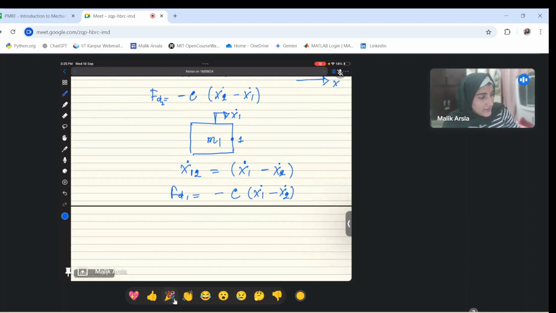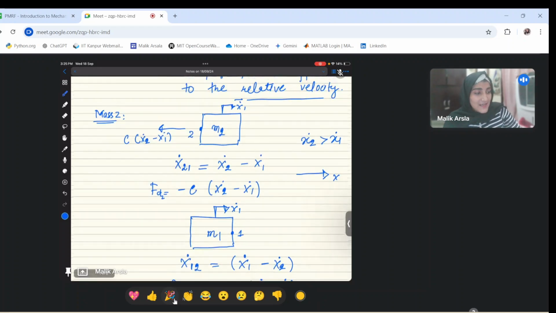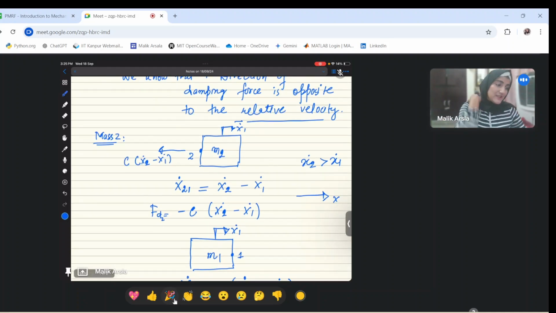Now if you look clearly, in the first case the damping force was minus c (x2 dot minus x1 dot), and here it is minus c (x1 dot minus x2 dot). So I can write it as c (x2 dot minus x1 dot). Now here this minus sign determines the direction to the negative x, right? Here the magnitude is again the same, but the direction is coming out to be positive x. So basically on this mass, the damping force will be in this direction, okay.